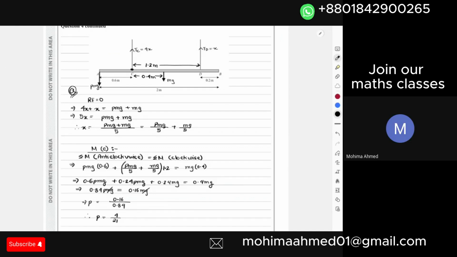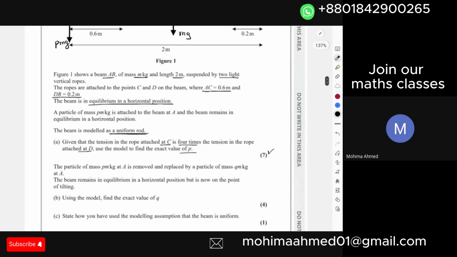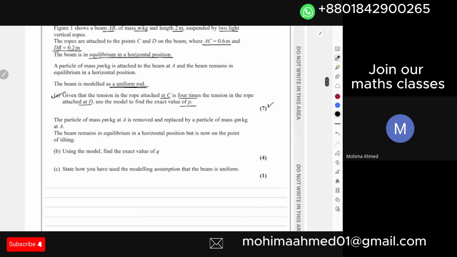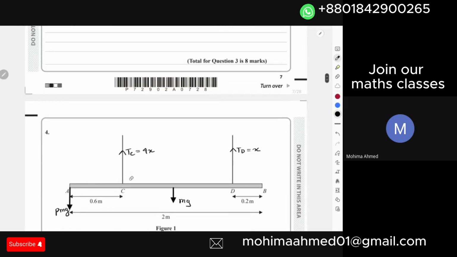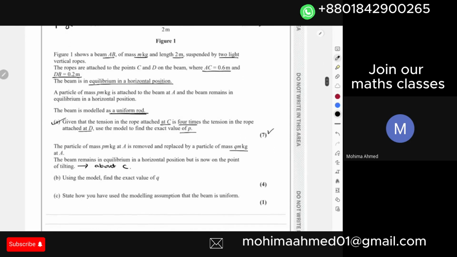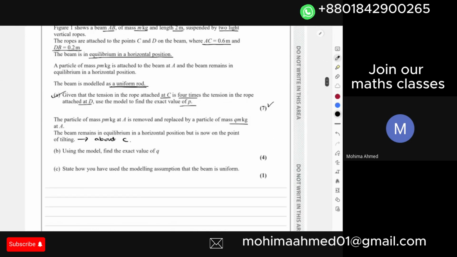Okay. Then if we move on to your part B. Part B says that the particle of mass P kg at A is removed and replaced by a particle of mass Q kg at A. The beam is still in equilibrium in a horizontal position and is now on the point of tilting. Obviously, it will tilt about point C, because we are placing some large force at point A. So TD will become zero. Tension at point D will become zero. Using the model, find the exact value of Q.